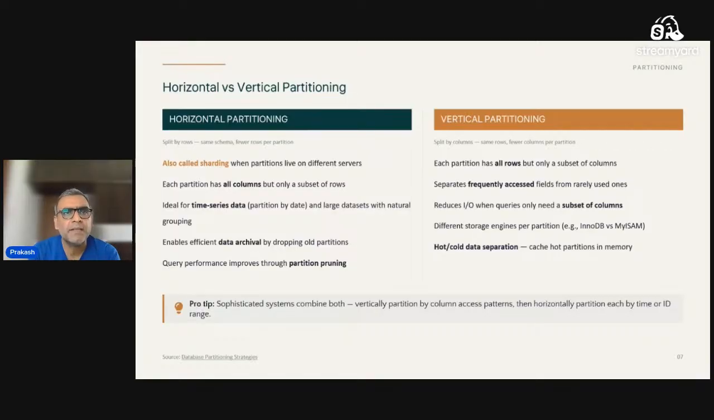When you say sharding, don't get confused. You can relate the concept a bit, but sharding typically means that you're doing partitioning of this kind across different servers. When we are doing this on the same server, then we call it partitioning, right? If it is different servers doing the similar thing, we can call it sharding. So this is how it is.